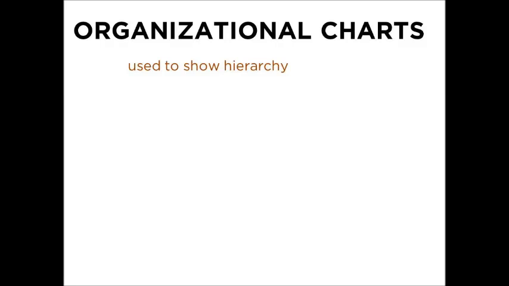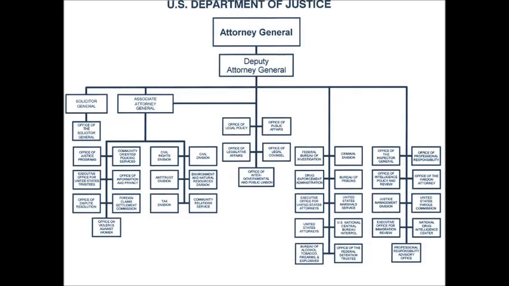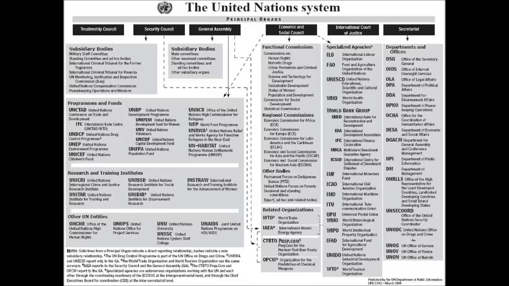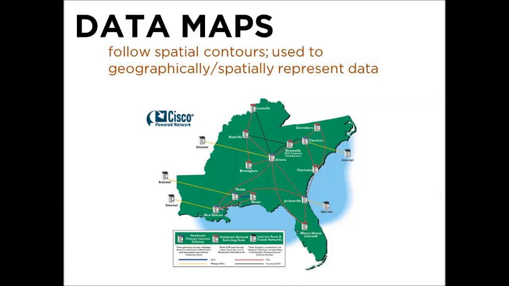Organizational charts are used to represent hierarchy. Here we see the organization of the U.S. Department of Justice and the exceptionally complex United Nations system. Data maps use maps to spatially contour data, as in this example.